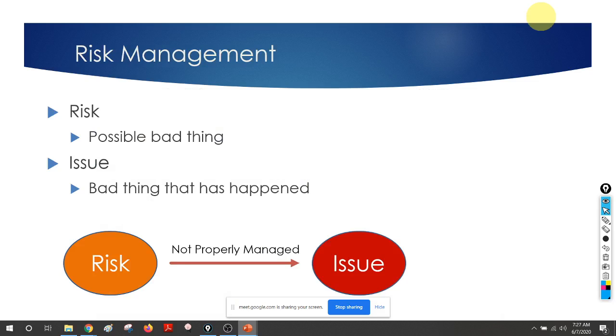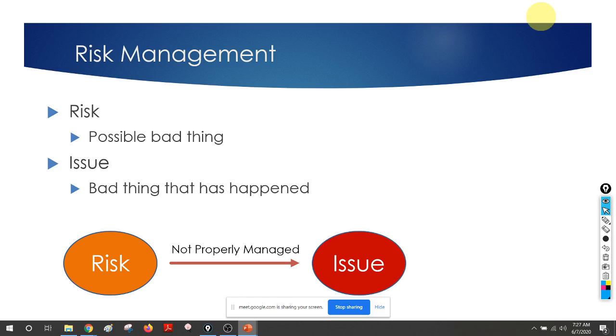Then project managers have to do risk management as well, right? Because risks are always there when it comes to handling a project. Risk means a possible bad thing. If the risks are not properly managed, you are going to have some issues. That means the bad thing has already happened, right?